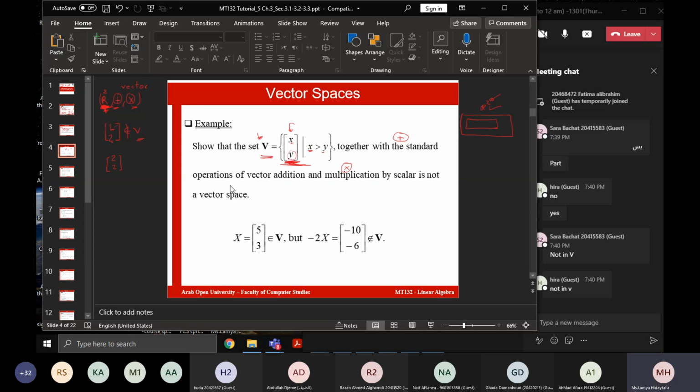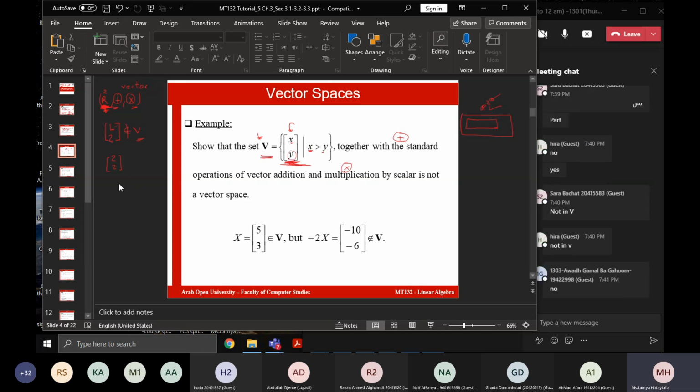We can prove it in different ways. For instance, one of the conditions we said, for the addition of vectors, the zero vector must belong to V. So for instance, this one does not belong to V. It is not a vector space. So this is one way to prove. Is this proof correct or not? Yeah, it is another way of proving.